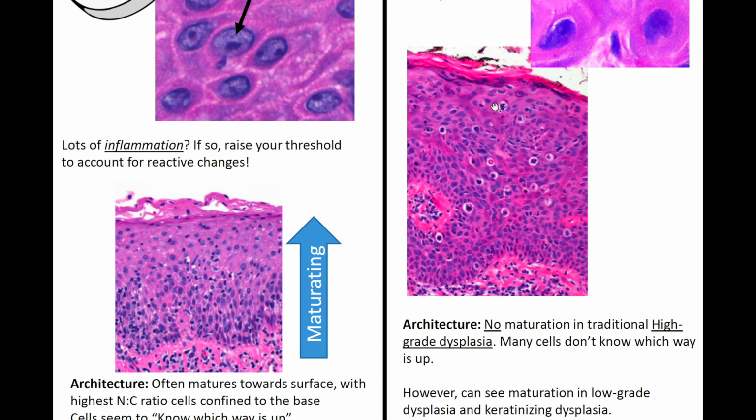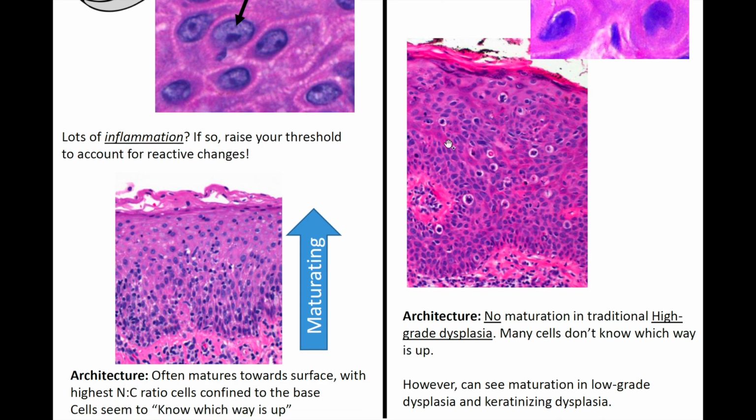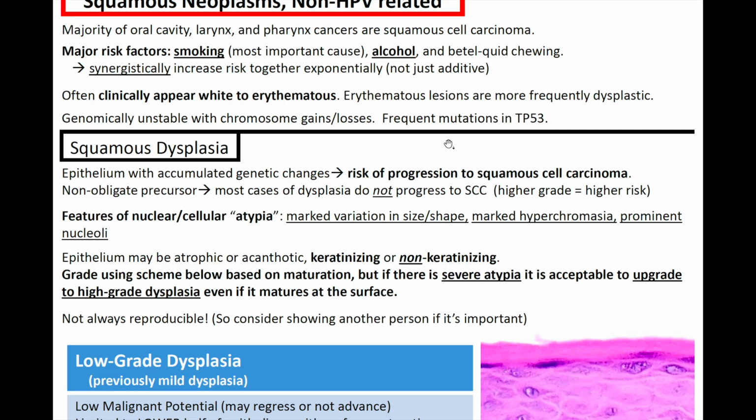Architecturally, there's no maturation in the traditional high-grade dysplasia. It's just high N-to-C ratio cells all throughout the epithelium. Many cells don't know which way is up, so it's very haphazard and disorganized. However, you can see maturation in low-grade dysplasia and keratinizing dysplasia. So keep those principles in mind as we move forward.